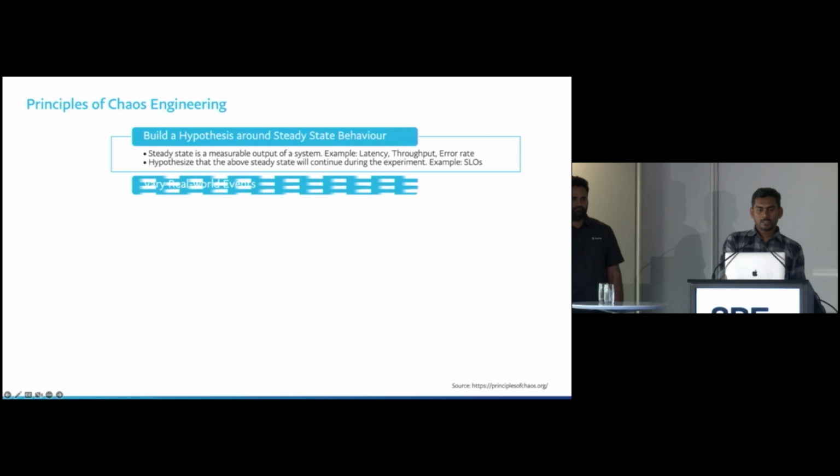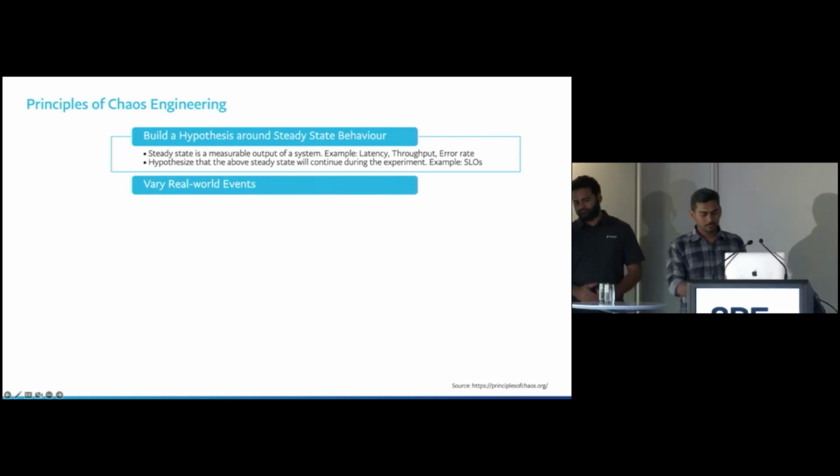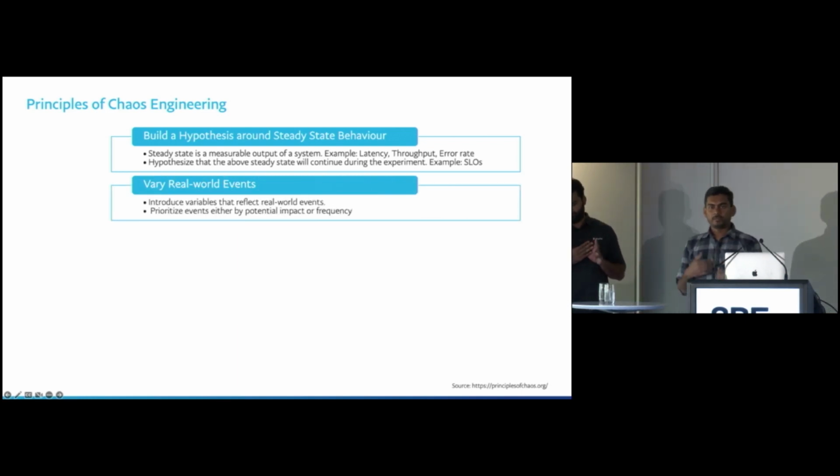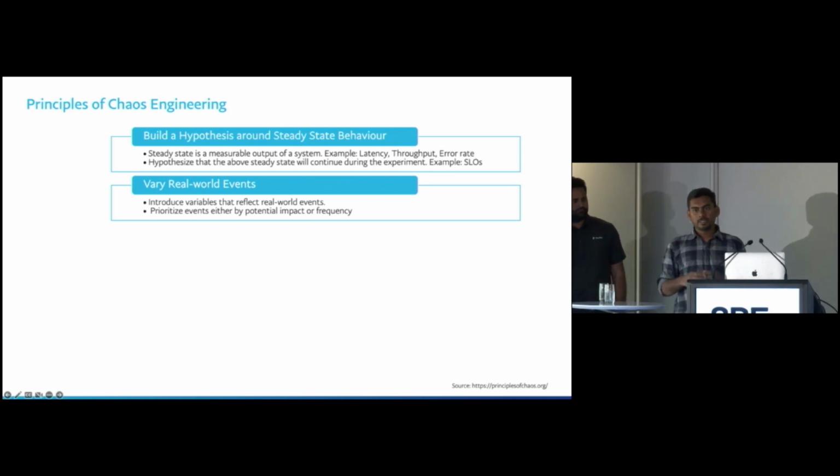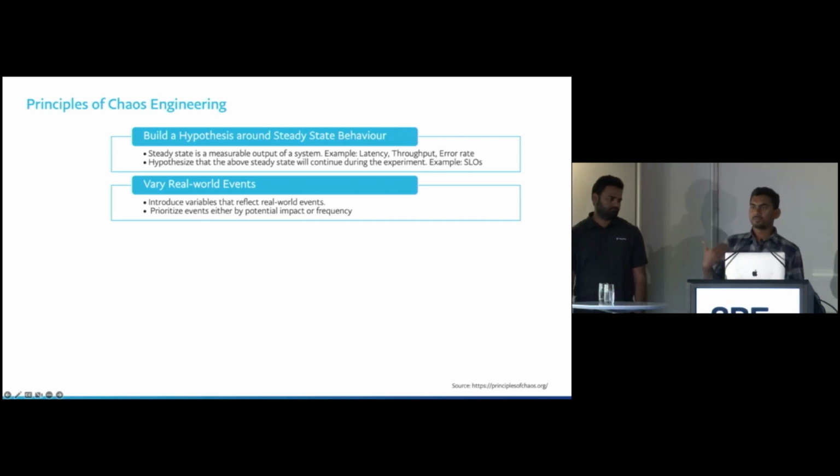Now the next principle is varying real world events. Introduce some variables into your system that reflect your real world events, like fault scenarios or some disasters, etc. When you are introducing these variables, any event that has the potential to impact your steady state is a potential variable. And for these fault scenarios, prioritize them based on the impact that they generate and the frequency with which they occur.